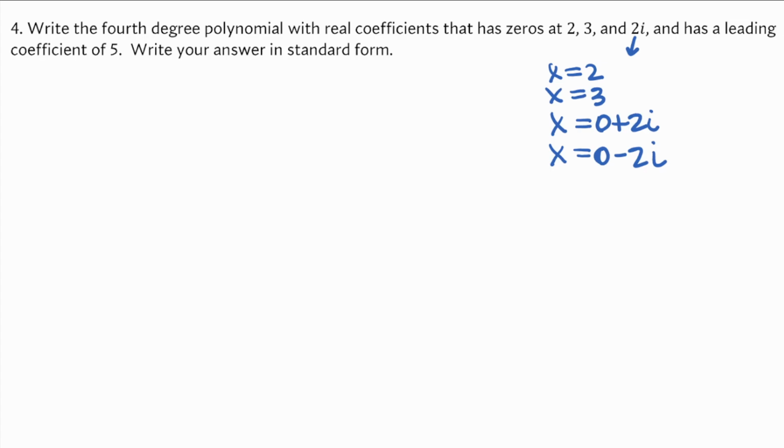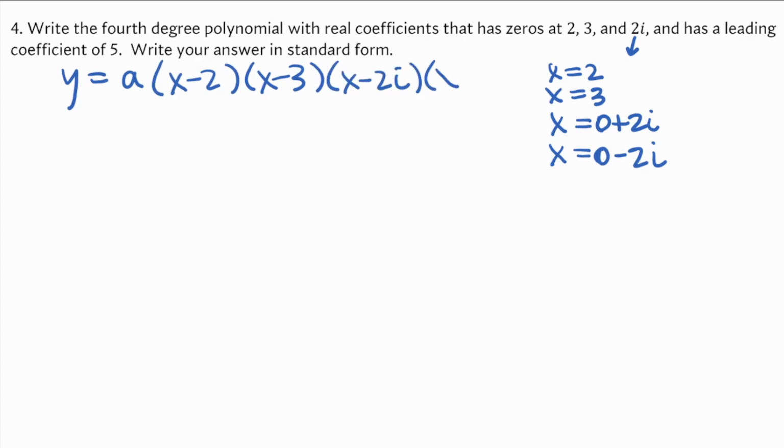So what I'm going to do is set up this polynomial like y equals some constant a multiplied by x minus 2 multiplied by x minus 3 multiplied by x minus 2i multiplied by x minus negative 2i. And if we're saying the leading coefficient is 5, then that means that a is going to need to be 5.